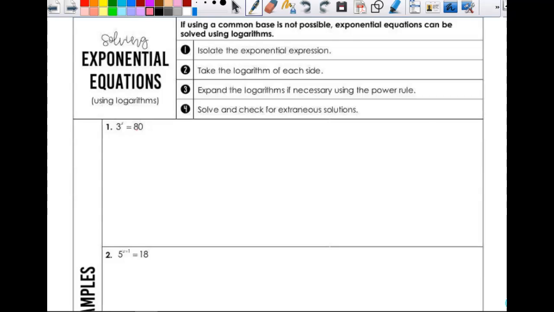We isolate the exponential expression, meaning the exponential has to be all by itself, which in number 1 it already is. Then I'm going to take the log of both sides, which is totally legal. Just like anything else, whatever you do to one side, you have to do to the other. Once we take the log of both sides, we can use the power rule to bring the x out in front, and then it's not in the exponent anymore, causing me issues. Step 4 says to solve and check for extraneous solutions.